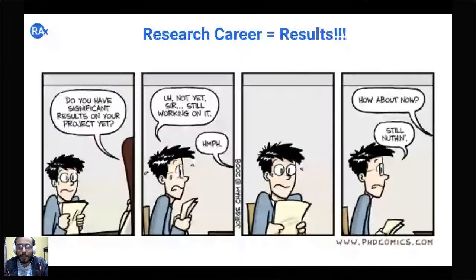So this is the problem, really. This is actually what it boils down to. Research career is equal to results. So if you are into a career which is research, then it's all about results. If you don't have the right results or the good results or any results for that matter, then it's going to be problematic, right?